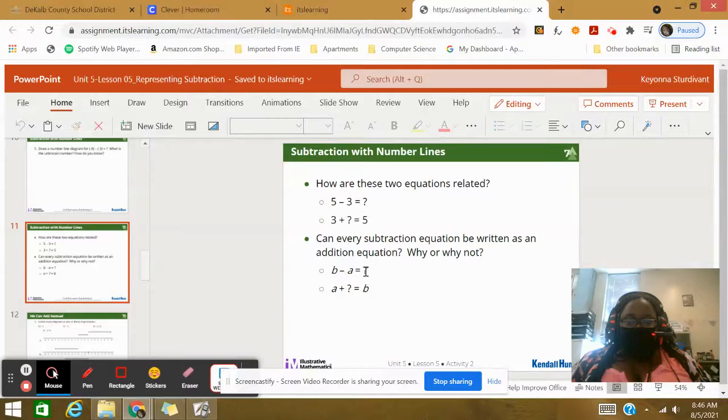We have b minus a is equal to a question mark, and a plus question mark is equal to b. Question is, can every subtraction equation be written as an addition equation? If you say yes, you have to state why, and if you say no, you have to state why.